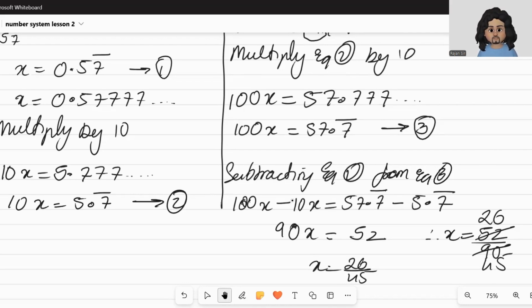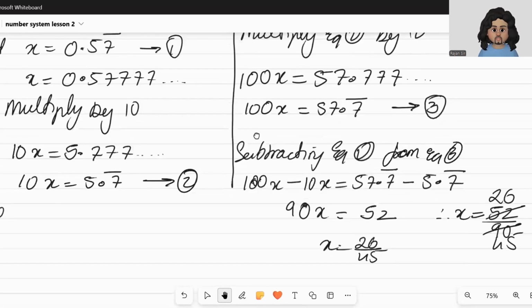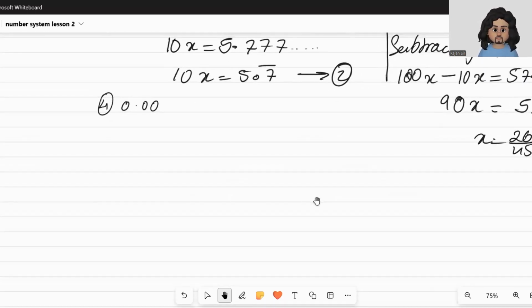I hope you got it. So you practice this type of question more. And let's go to the next one. So the next one is 0.001 bar. Okay, so in this case, you can understand there are 3 digits and the bar is on the 3 digits. So basically, you do the same thing. You take 0.001, 001, 001, and dot, dot, dot.